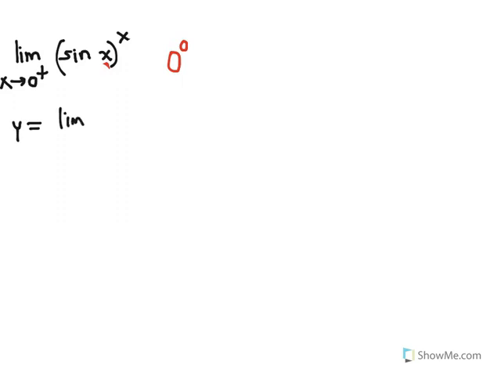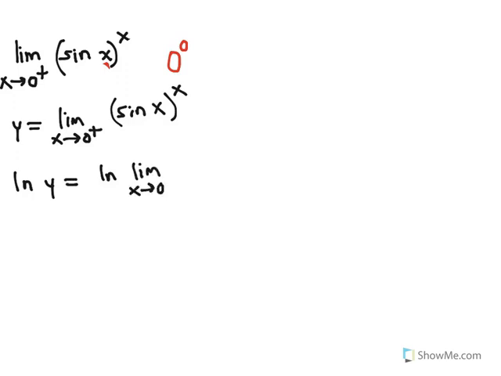We assume that the limit exists and is equal to some value y. So that's our first step in using that special procedure. Assume the limit exists and is equal to y. The second step is to take the natural log of both sides of this equation. So you're going to take the natural log of the left side of the equation, and you're going to take the natural log of the right side of the equation.